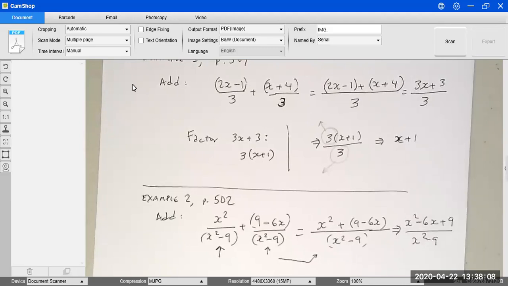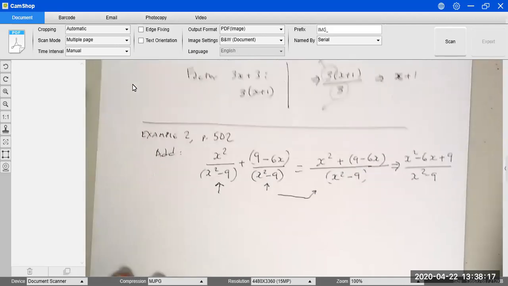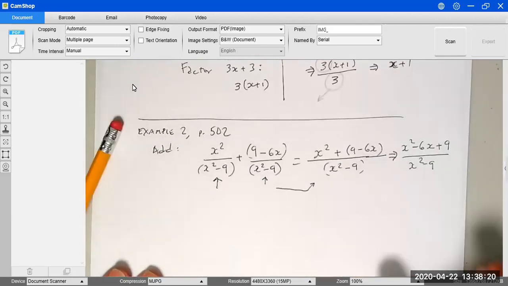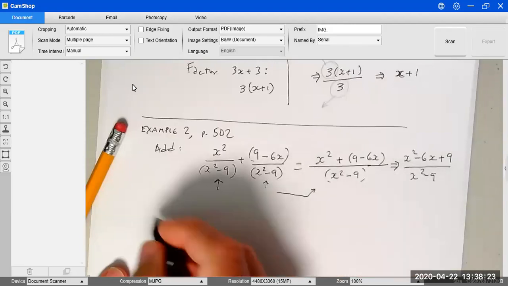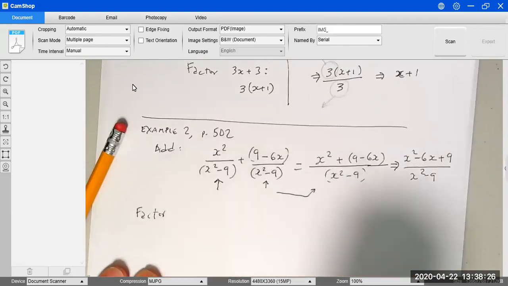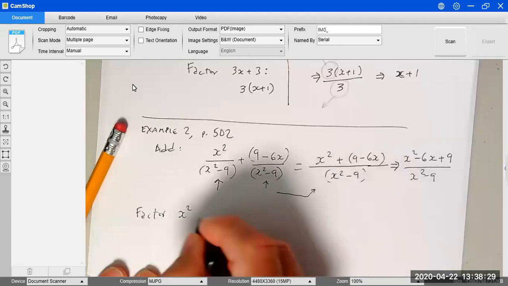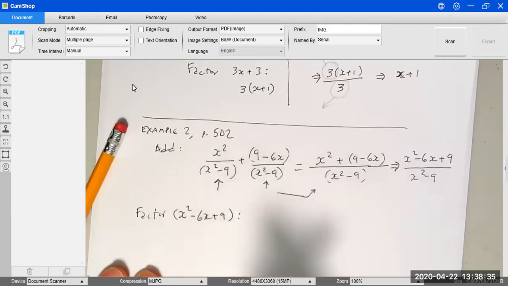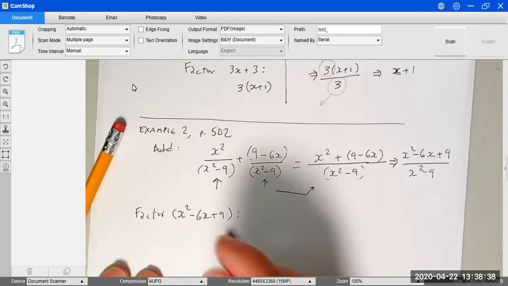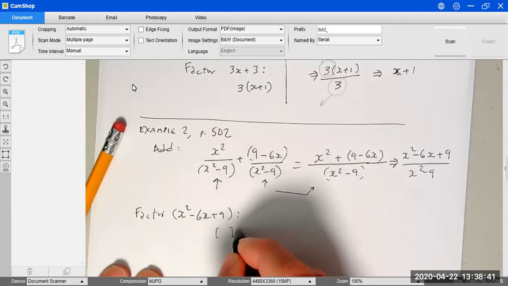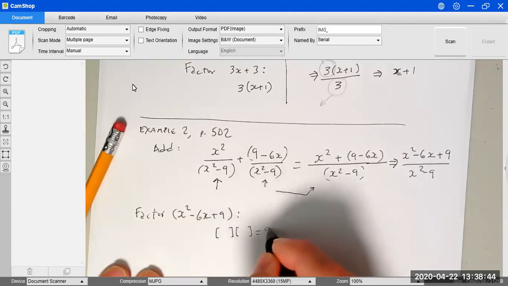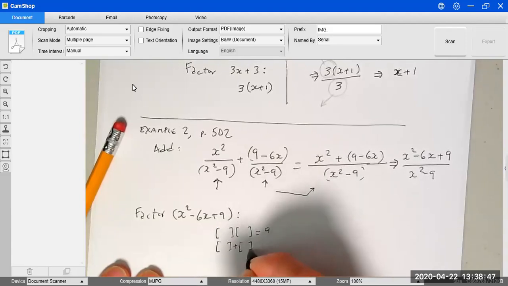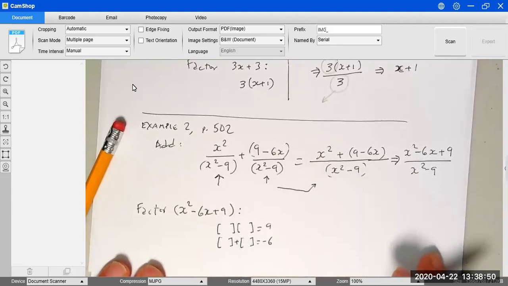Now this is the end of the addition, but we need to finish this work by simplifying the rational expression. How do we simplify a rational expression? We need to factor numerators and denominators. In this case, I'm going to factor first x squared minus 6x plus 9, this numerator. You're going to look for numbers that when you multiply them, you get 9, and if you add them up, you get negative 6. So what are those numbers?